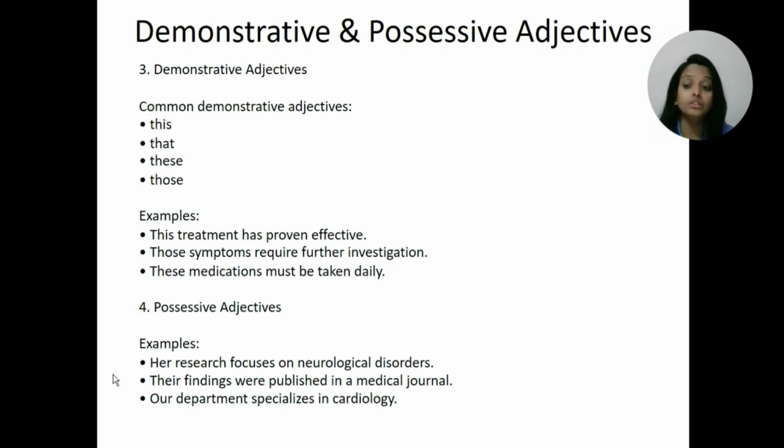For example, her research focuses on neurological disorders. Their findings were published in a medical journal. Our department specializes in cardiology. So this one shows the possession, right? The belongingness. Common possessive adjectives are my, your, his, her, its, our, their. So these are some of the commonly used possessive adjectives.